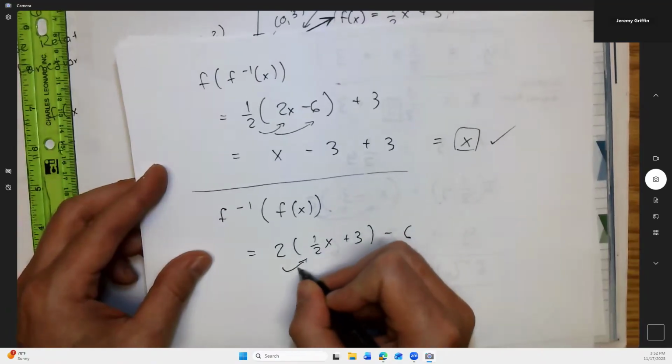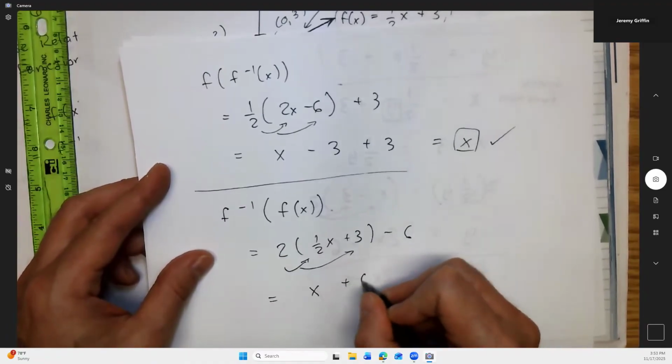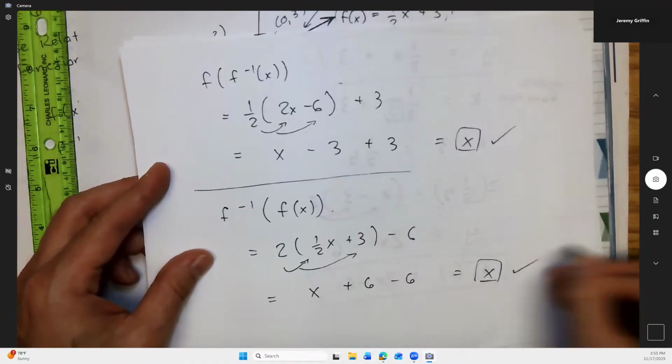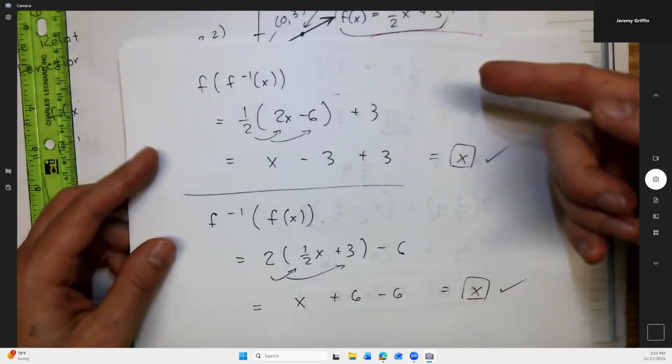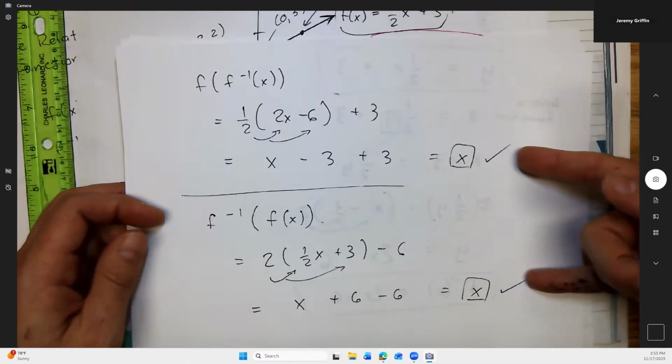So I can distribute this 2. So 2 times half x is just regular x. I get a plus 6 and a minus 6. Oh yeah! Look at that! That's also x. Different way to get there, but all right, so both ways, right? So if you take the function of the inverse function or the inverse function of the original function, either way, you have to get x. Right?